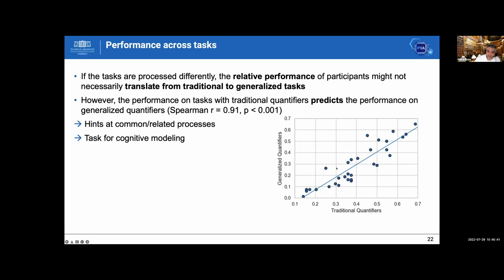Between them, we see that the performance on tasks with traditional quantifiers predicts the performance on generalized quantifiers if you do the Spearman tests. So there is not so much a difference in that, and this hints at common related processes. Of course, this is a task we're currently working on for cognitive modeling, to identify and predict them.